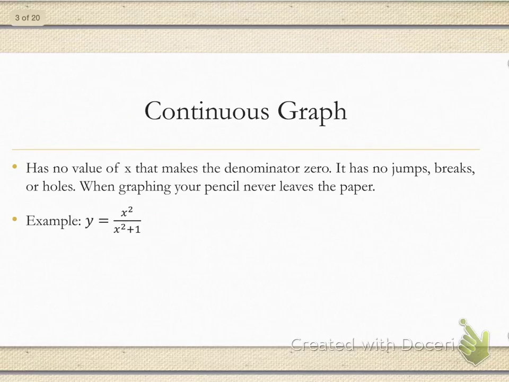Okay, so a continuous graph has no value of x that makes the denominator 0. So no value that I put into the bottom is going to make a 0 happen on the bottom. It has no jumps, holes, breaks, asymptotes type of thing in it. So, for example, when you're graphing this graph, your pencil should never leave the paper.